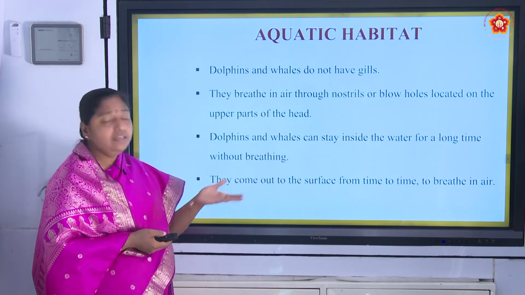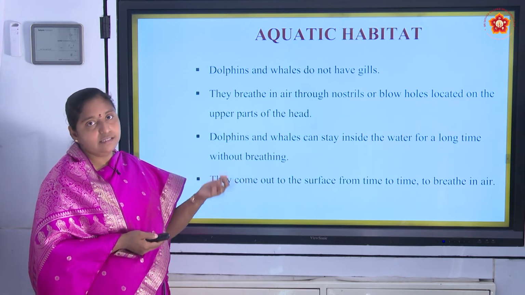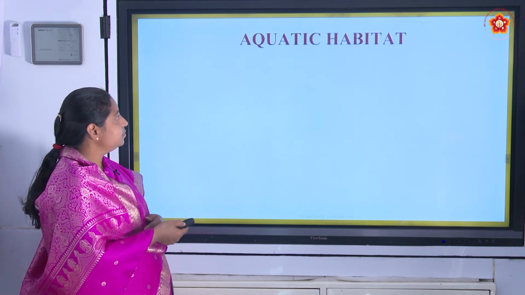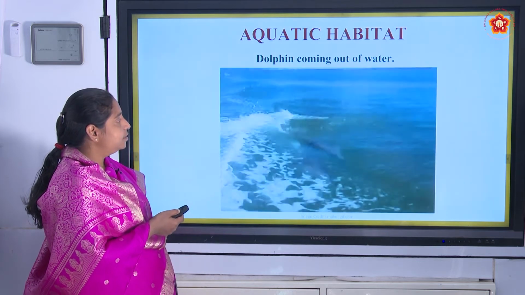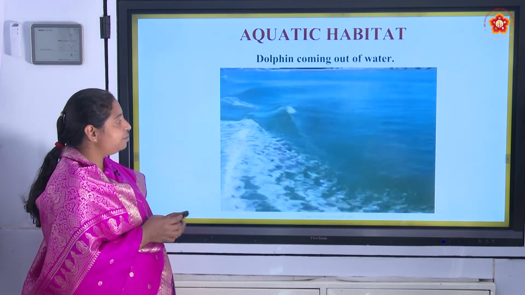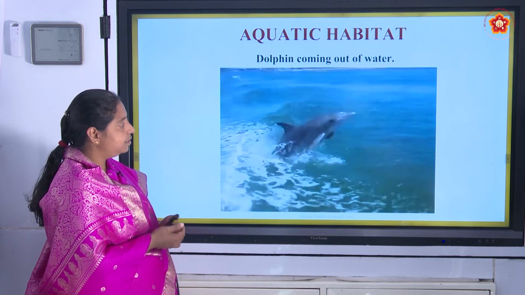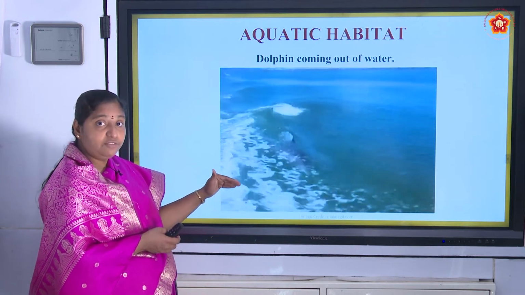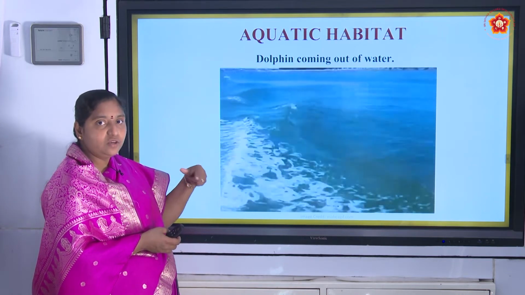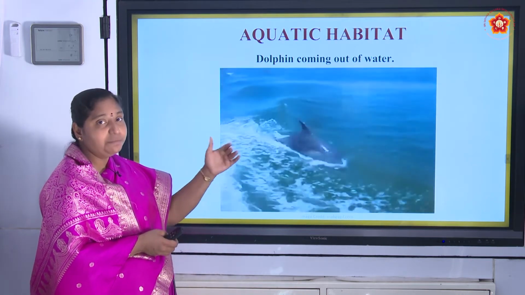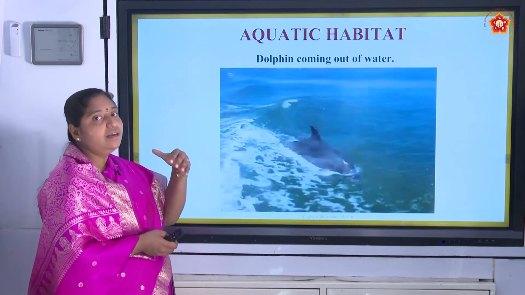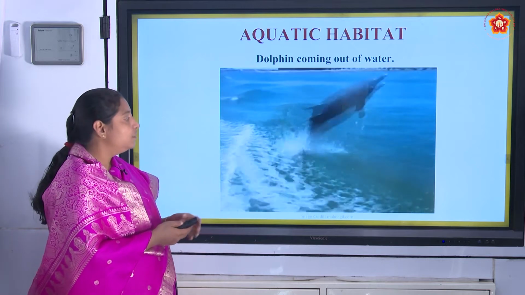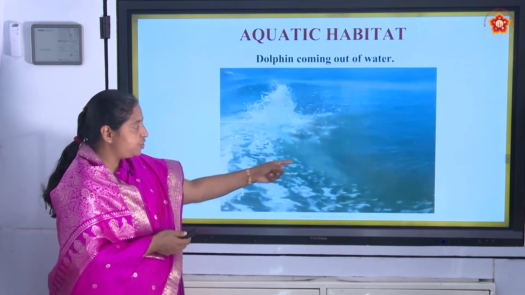This is the common thing you might have observed near the oceans. And in the same way, the dolphins will survive. See how the dolphin is coming out of the sea. They can live for a long time inside the water without breathing, but still it requires oxygen. That's why it will come out from time to time, and they will take in oxygen which is present in the air, not in the dissolved form. See how it is coming out.